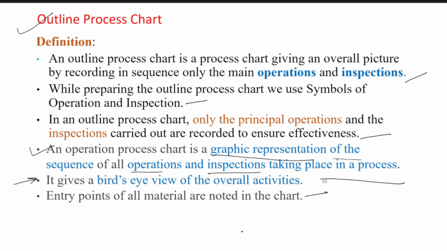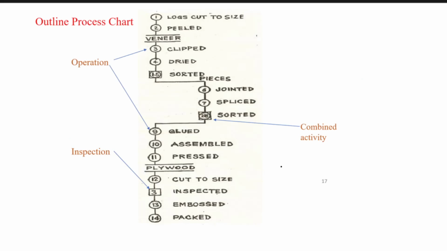Now, let us look at one example of an outline process chart. First, logs are cut to size, then they are peeled. Then the veneer is formed. After that, clipping is done. Clipping is an operation. Then drying is done, which is an operation. Then they are sorted. So it is a combined activity. Then joint, splice, and then after that also sorted, a combined activity.